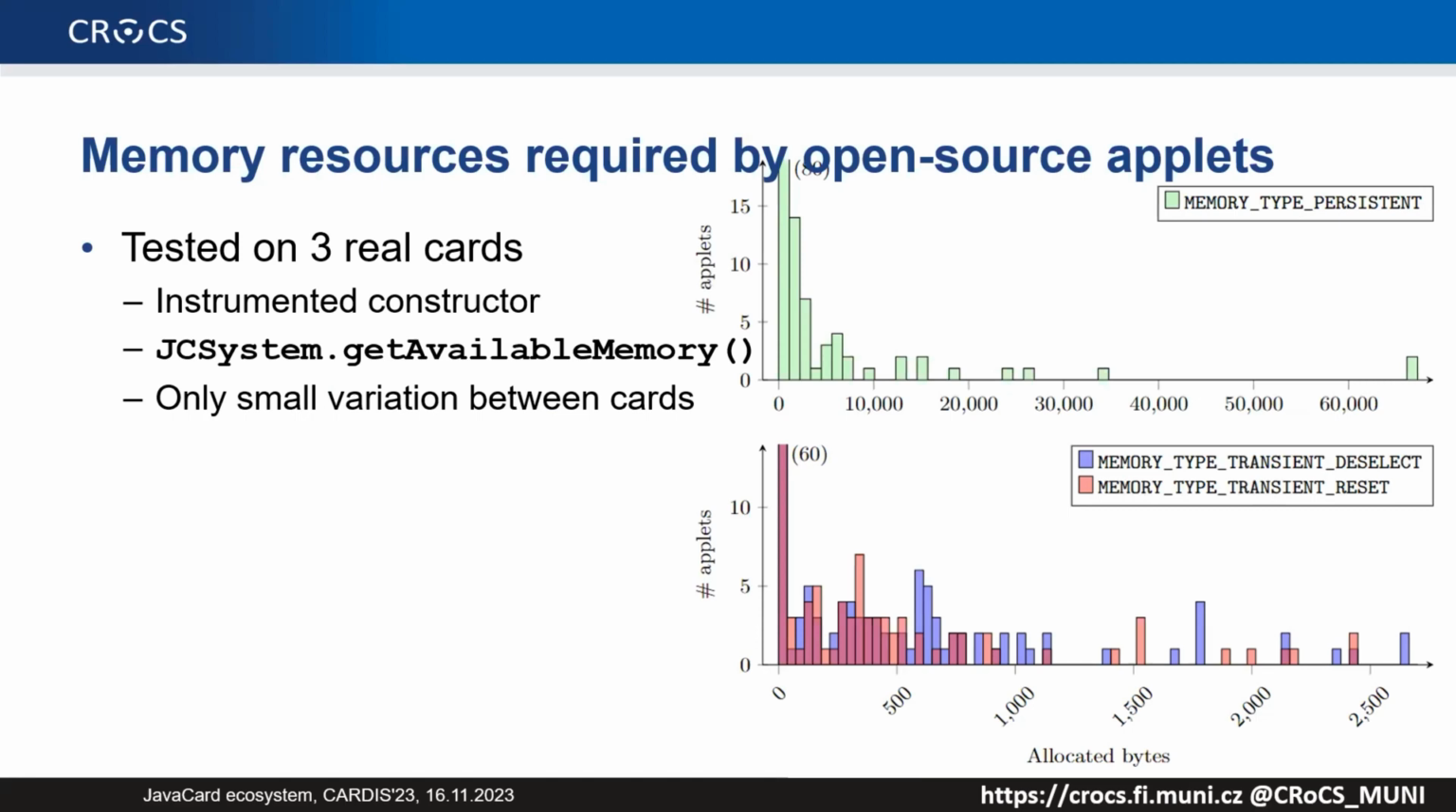So we are now looking at the memory resources. This requires dynamic analysis. You need to instrument the applets. And we did it on these 3 cards. There were only small variations among them.